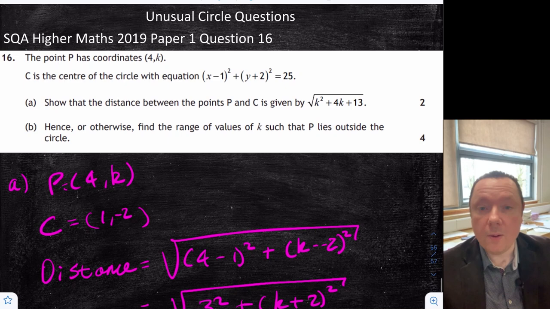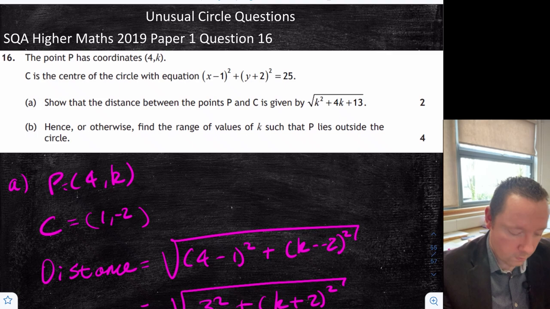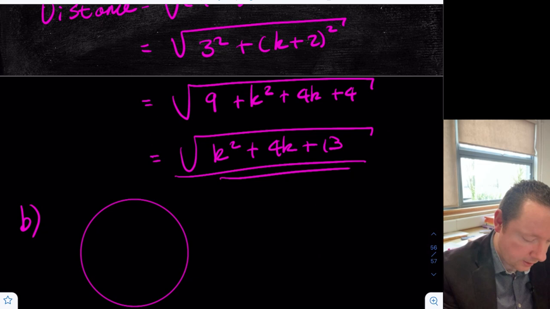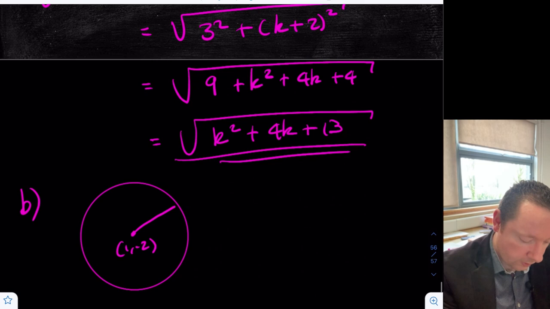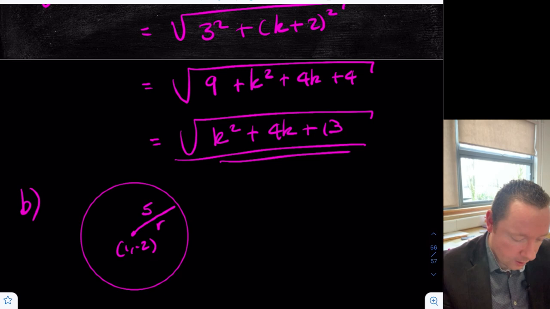Part B says, hence find the range of values of k such that P lies outside the circle. So let's draw a little picture for this. We've got a circle and the centre of that circle is 1, minus 2. And we can look to see what the radius is. We know the radius is 5, the square root of 25. So that distance is 5, that's our radius. So if P is outside the circle, then clearly the distance between the centre and P must be bigger than 5. It has to be over 5.